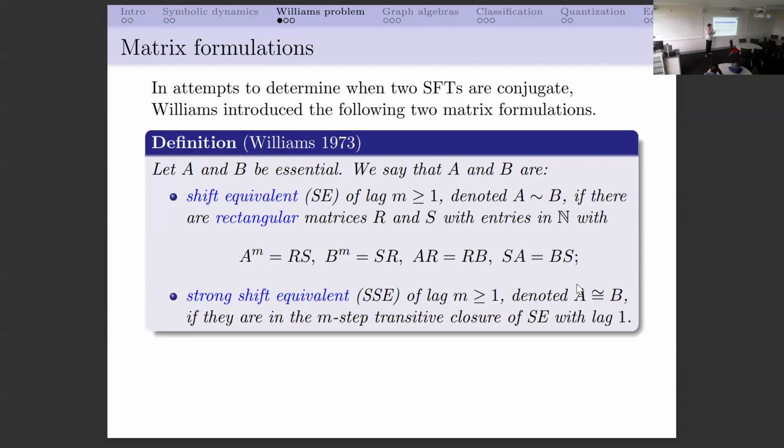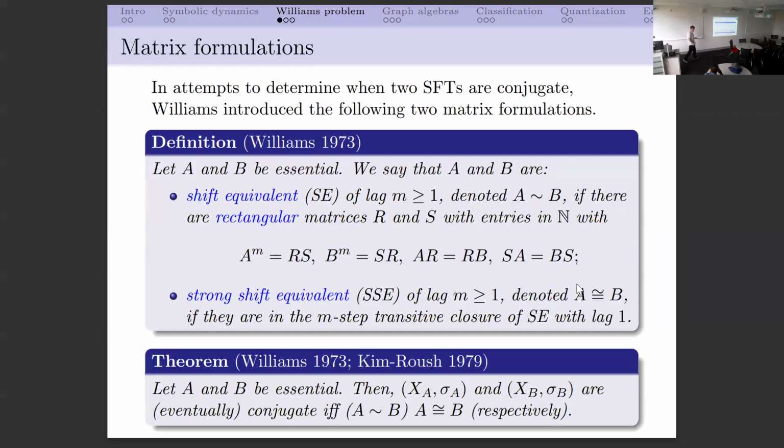Okay, maybe I should write this down. So I have R1 up to Rm and S1 up to Sm, such that A is R1 S1, S1 R1 is R2 S2, and so on and so forth, until Rm Sm is equal to B. Okay, so every time I switch the order of multiplication and I do this m-fold many times, and I get from A to B.